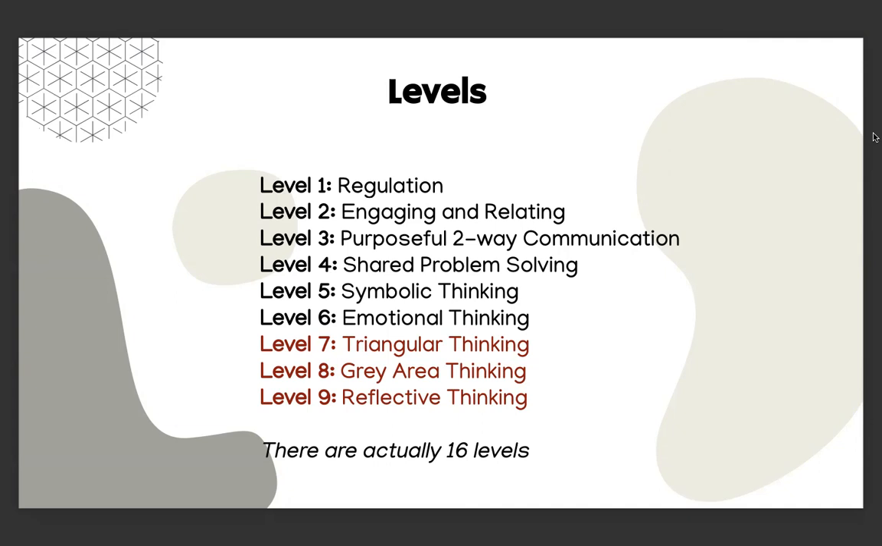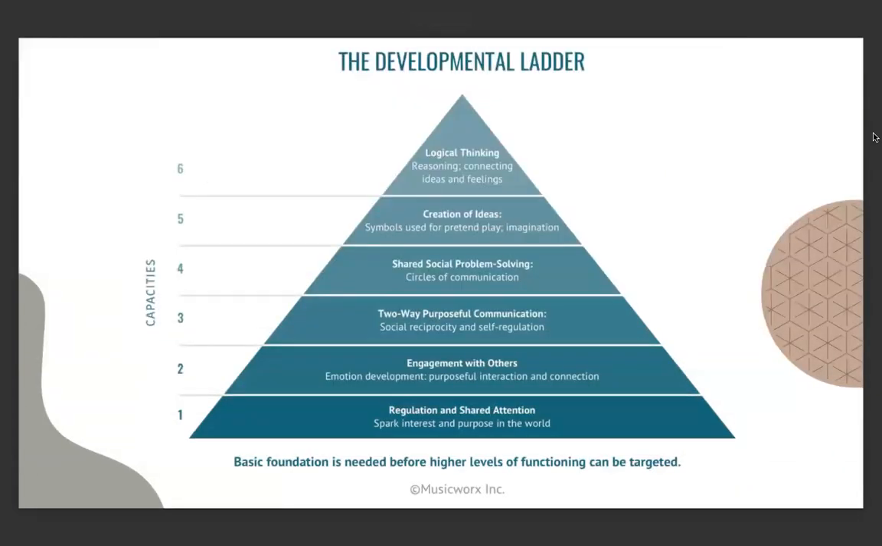So when you're looking at the levels, I do want to have you picture either a pyramid, like in this image, or a ladder. So in a ladder, you can climb up, but you can also climb back down. The thing that I really want to emphasize is that you can climb up all the way to level 3 and have that two-way purposeful communication with a client, but then they can also go back down into needing that regulation before shared attention.